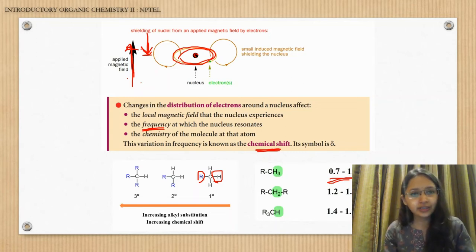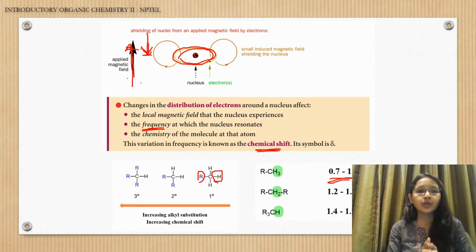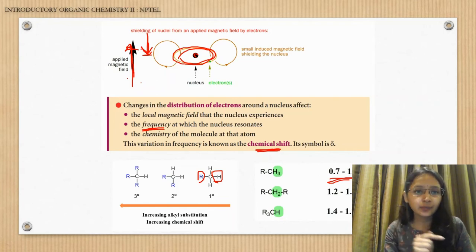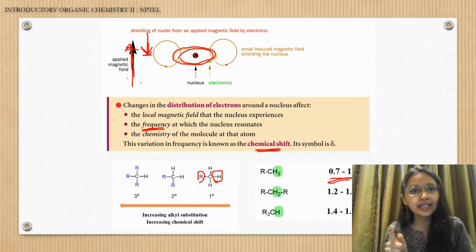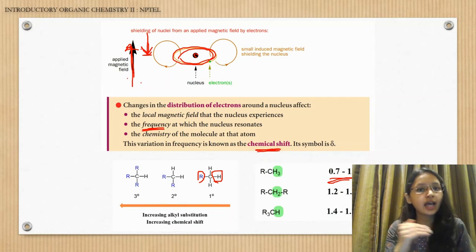You are feeling the applied magnetic field minus the magnetic field generated by the electron density surrounding the nucleus. So if this is the condition, higher the shielding... Why is shielding there? Because of the electron density. So higher the electron density surrounding the nucleus, higher will be the shielding effect.